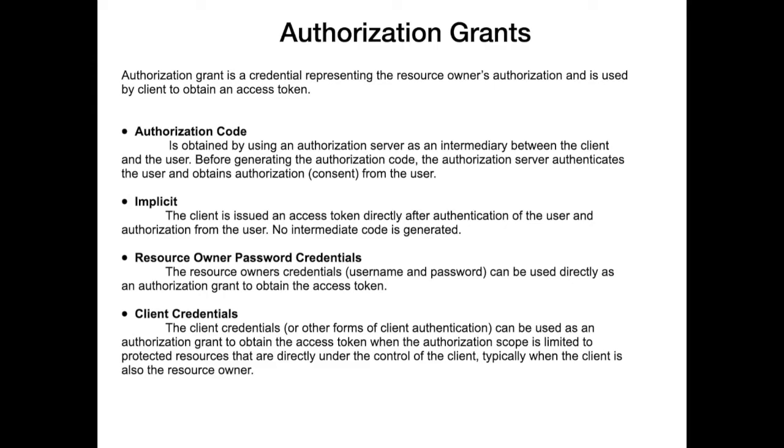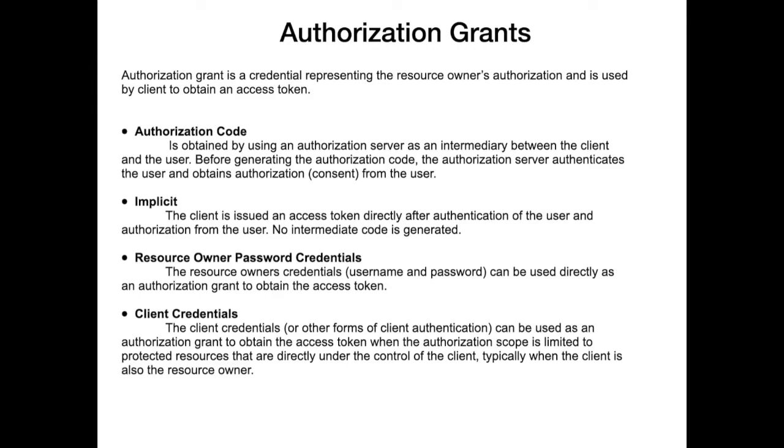So, an authorization grant is a credential representing the resource owner's authorization and is used by the client to obtain an access token. The first type of authorization grant is known as the authorization code. The authorization code is obtained by using an authorization server as an intermediary between the client and the user. Before generating the authorization code, the authorization server authenticates the user and obtains consent from the user.